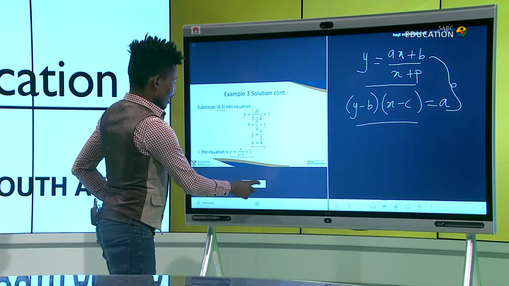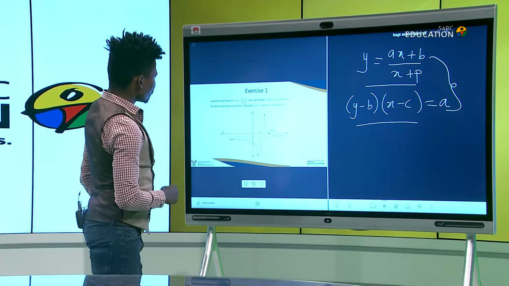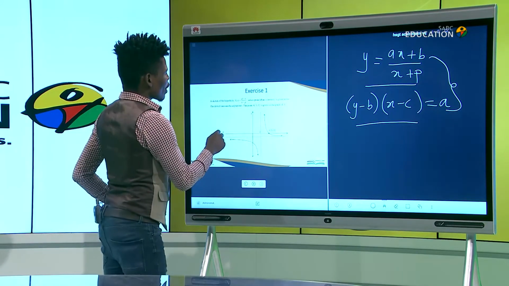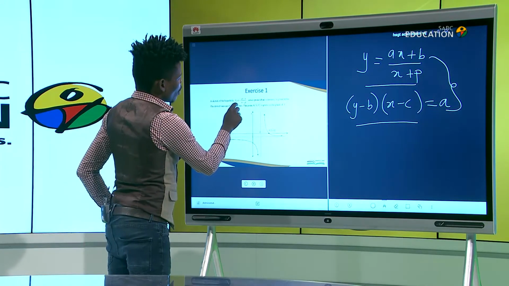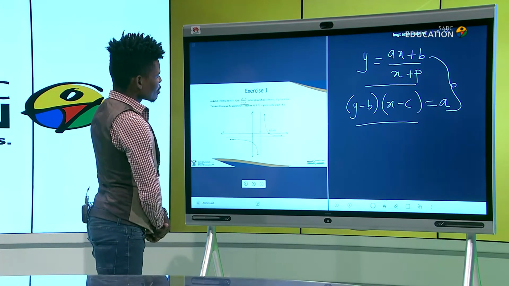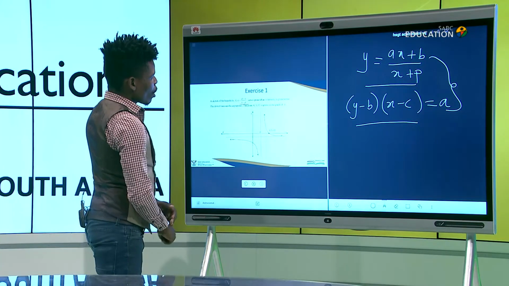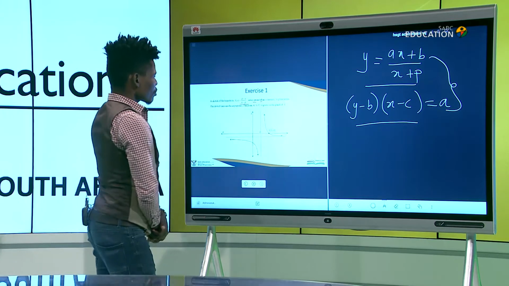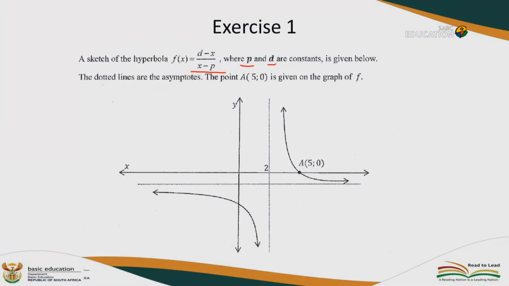So now let us look at an exercise. In this exercise, we are told that a sketch of a hyperbola in the form f of x equal to d minus x over x minus p, where p and d are constants, is given. The dotted lines are asymptotes. The point A, which is (5, 0), is given on the graph.